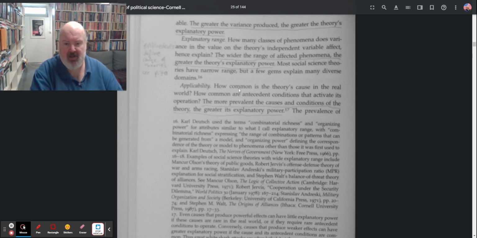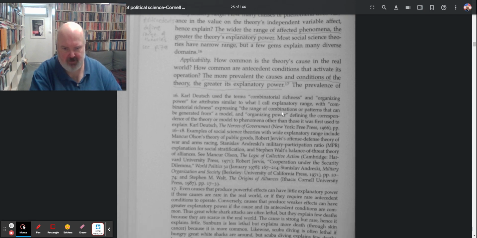Applicability. How common is the theory's cause in the real world? How common are the antecedent conditions that activate its operation? The more prevalent the causes and conditions of the theory, the greater the explanatory power.